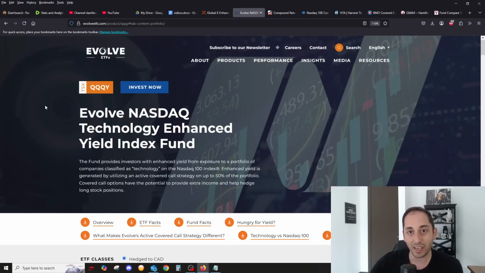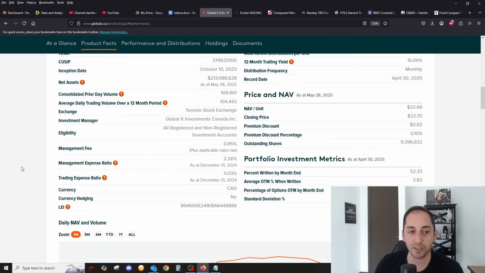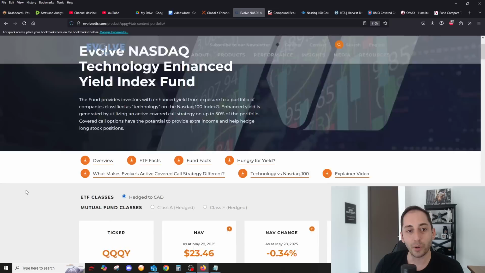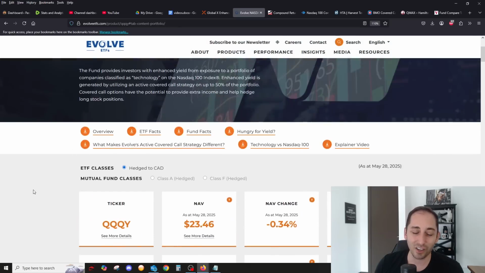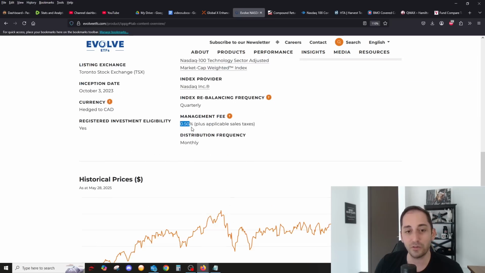Okay. The second big difference is the management fee. So I've told you that it's 85 basis points for QQCL, but QQQY Evolve, and this is a common theme of Evolve, which I really like, they have low management fees. It's only 50 basis points. So it's much less than QQCL.